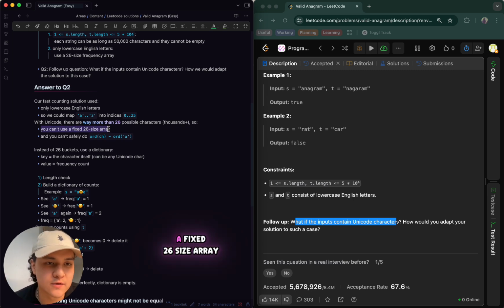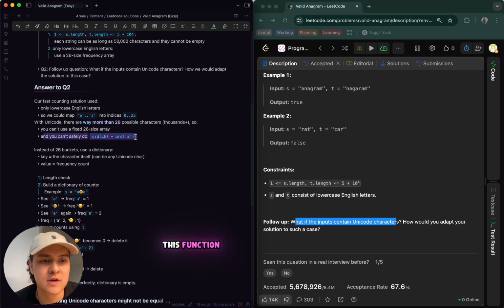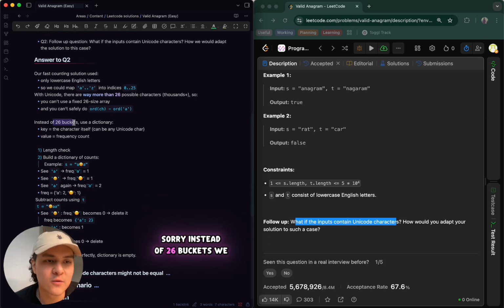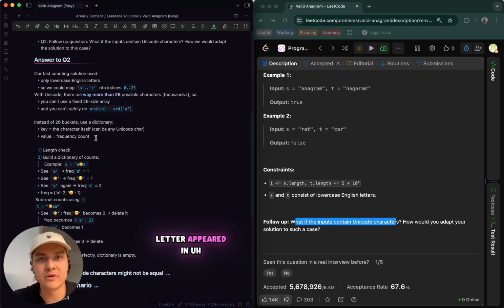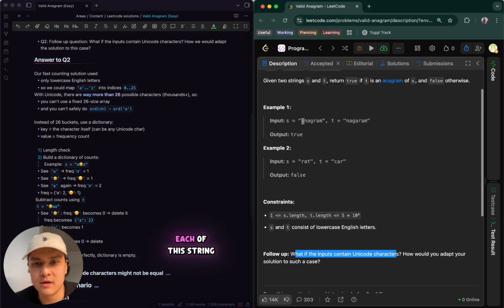So we can't use a fixed 26-size array, and we can't safely do this. Instead of 26 buckets, we can use a dictionary, which is just key and value pairs. The key will have the character itself, and the value will store the frequency count, how many times each letter appeared in each of these strings.